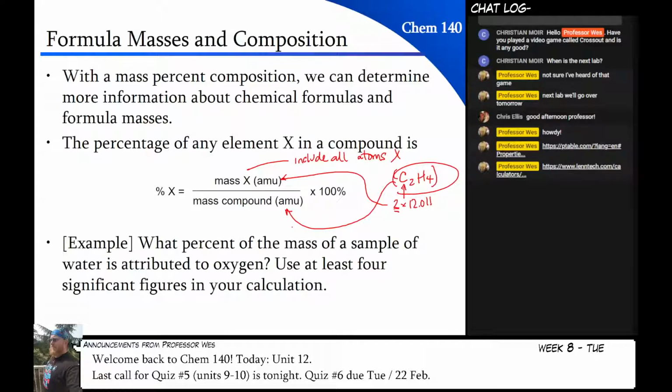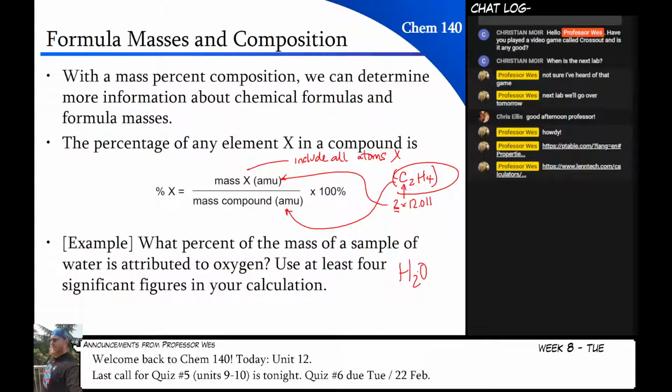So let's do an example. I have water. We know what water is. Water is dihydrogen monoxide, or H2O. What's the mass percentage of oxygen in water? I want you to try and do that calculation. You know what oxygen's mass is, because you can look it up on the periodic table. You know what water's formula mass is, because you can Lentech it, or you can add oxygen to 2 hydrogens. Make sure that you have at least 4 sig figs in your calculation, which Lentech will assure, because it will add the molar mass of hydrogen to oxygen, and you'll get a 4 sig fig number.